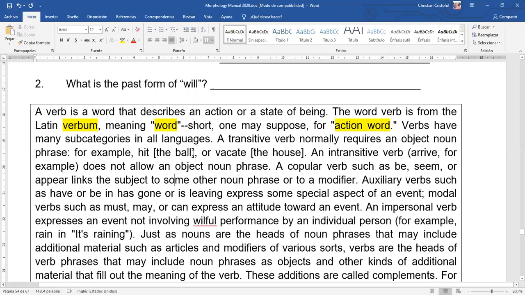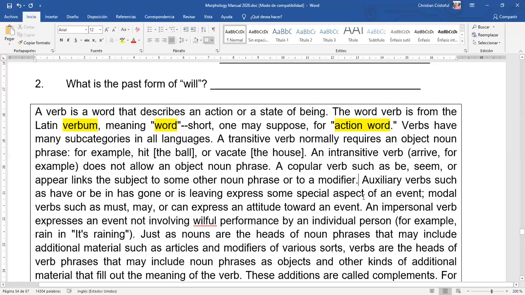Verbs have many subcategories in all languages. A transitive verb normally requires an object noun phrase. For example, hit the ball. What did you hit? The ball. Or vacate the house. What did you vacate? The house. That's a direct object. An intransitive verb, arrive for example, does not allow an object noun phrase. And then there is another type of verb, a copular verb, such as be, seem, or appear, which links the subject to some other noun phrase or to a modifier.